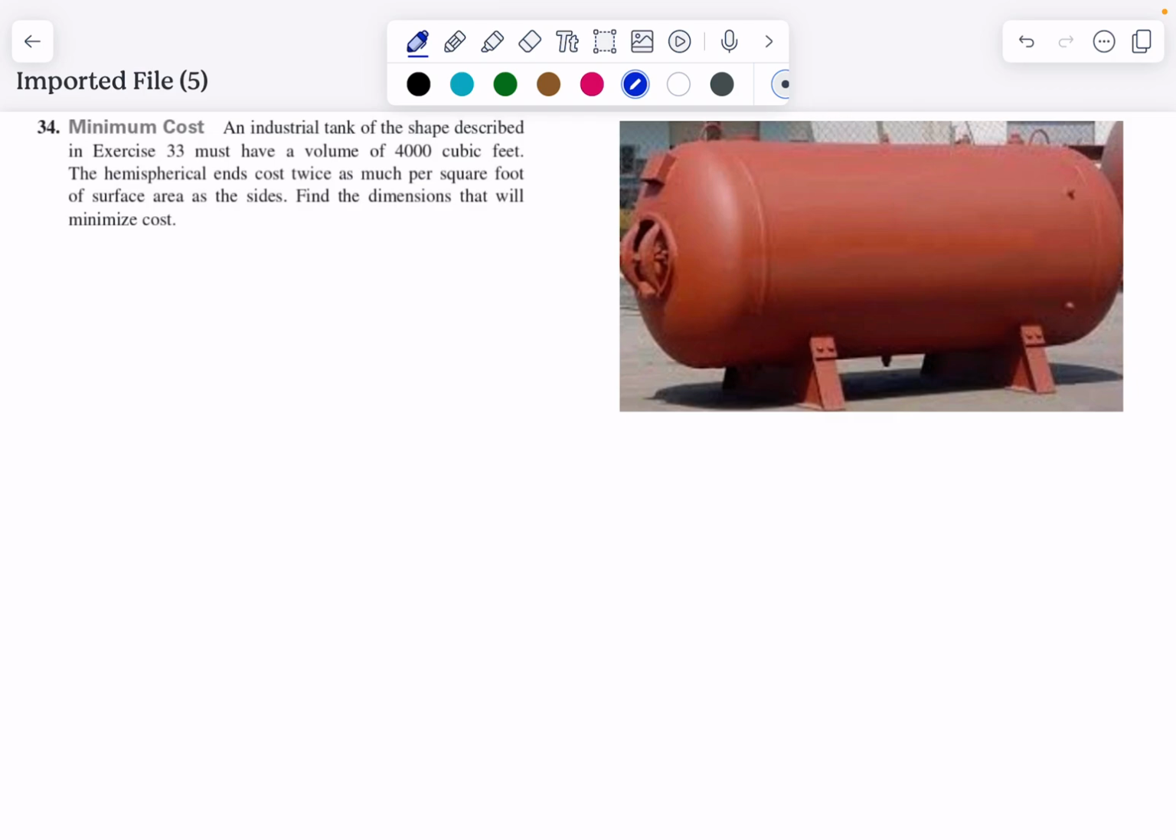All right, so two equations. First our primary equation, and that's going to be the volume. So the volume of a sphere, which would be the two hemispherical ends put together, 4/3 pi r cubed, and the volume of the cylindrical part, pi r squared h, and all of that equals 4,000 cubic feet. Okay, the secondary equation has to do with the surface area.